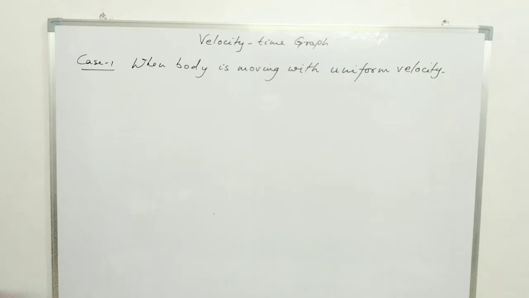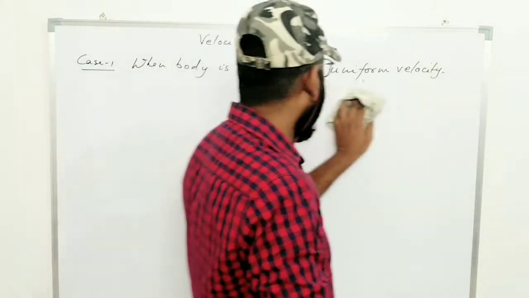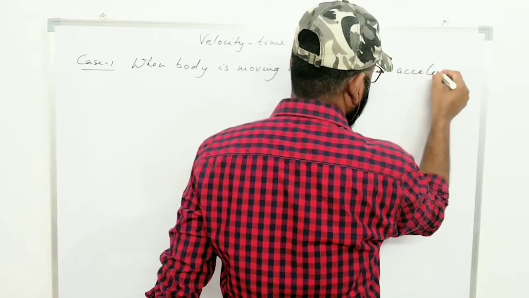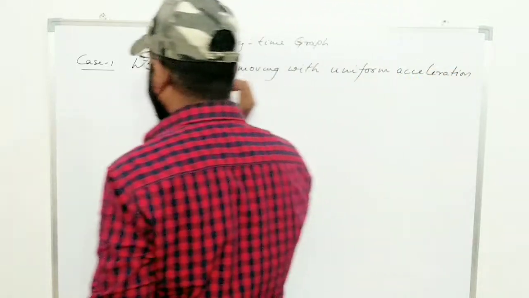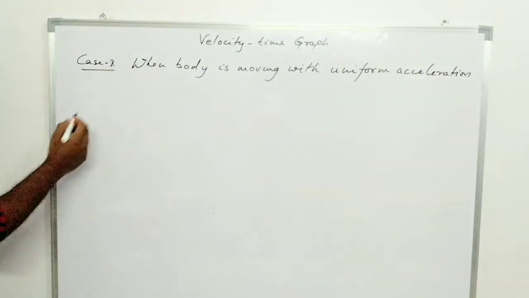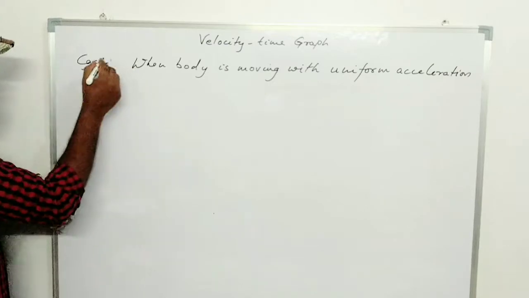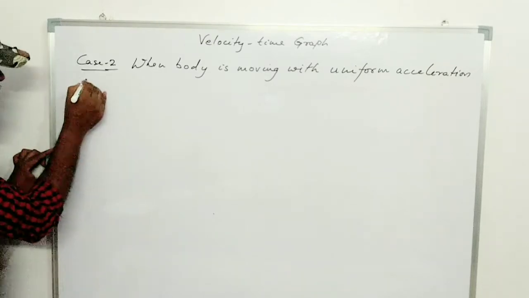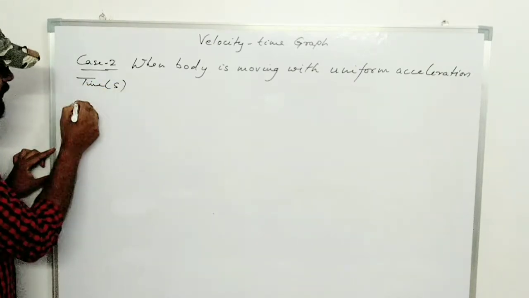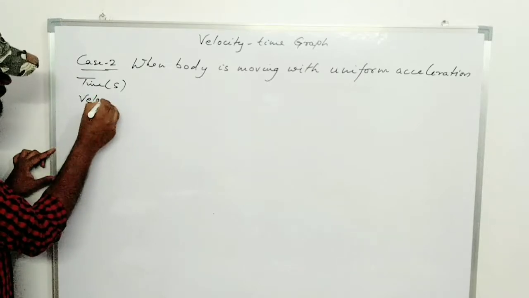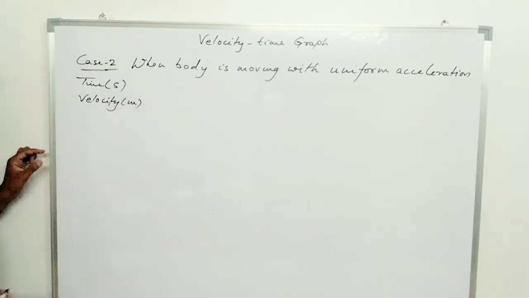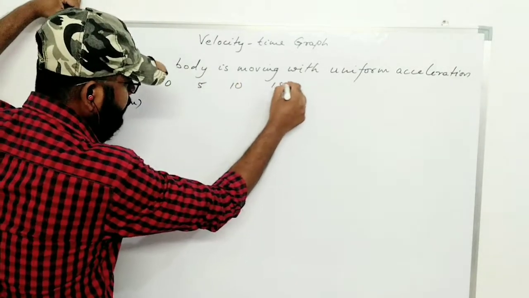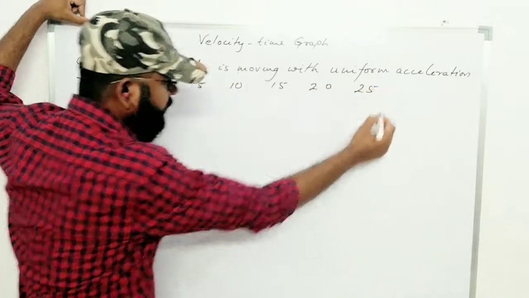Second case is when the body is moving with a uniform acceleration. Okay, this is case 2. Now take some data, time in second and velocity in meter per second. Take time 0, 5, 10, 15, 20, 25.